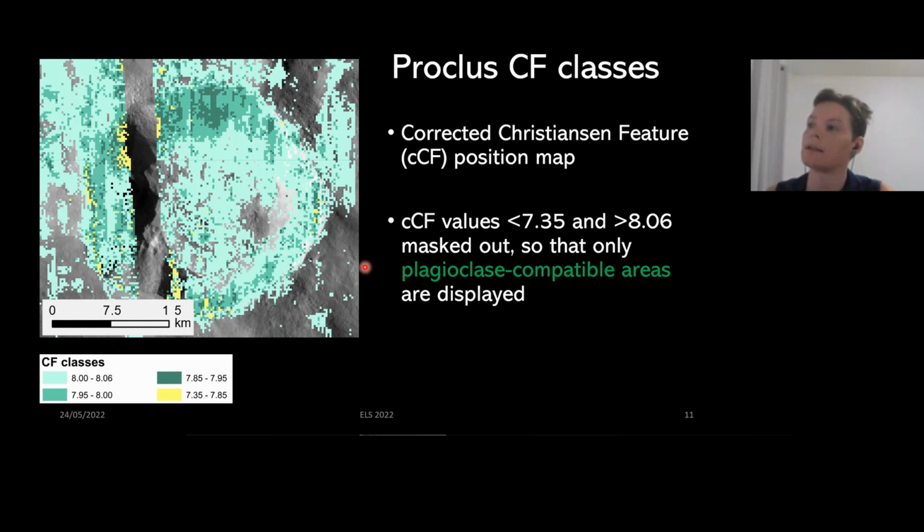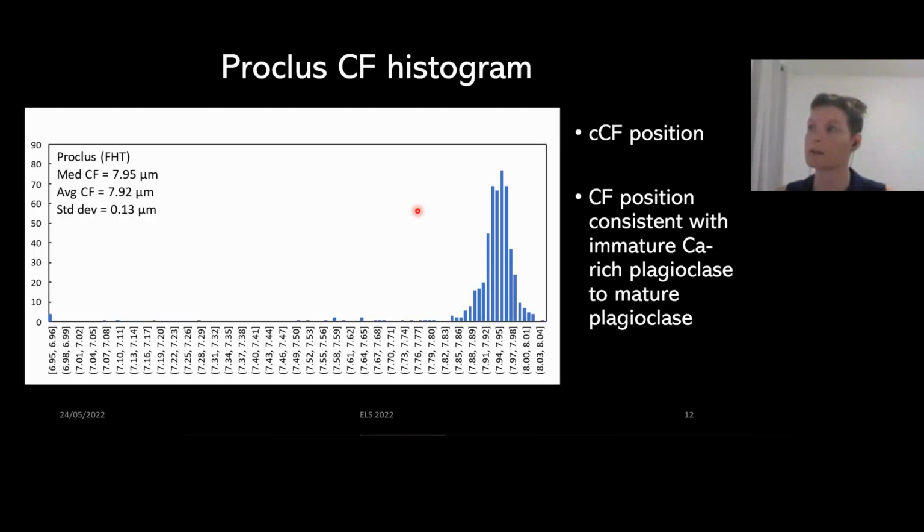And when we then look at the histogram or the distribution of the CF position, we end up with this. And so we have quite a large range of values that are displayed in Proclus. But the median is at 7.95 microns and the average at 7.92 microns. And this is consistent with immature calcium-rich plagioclase to mature plagioclase compositions.